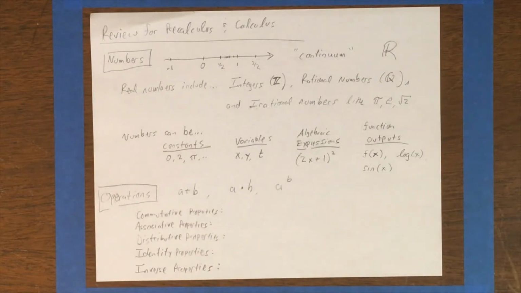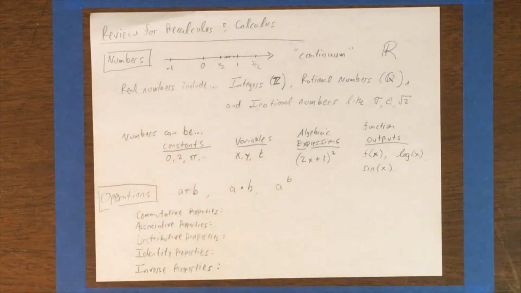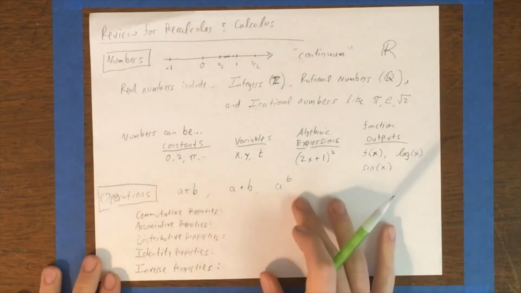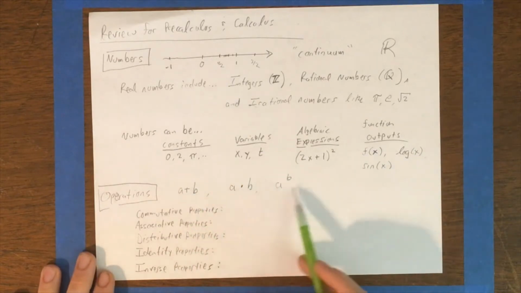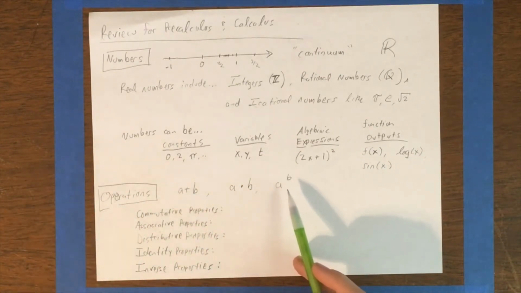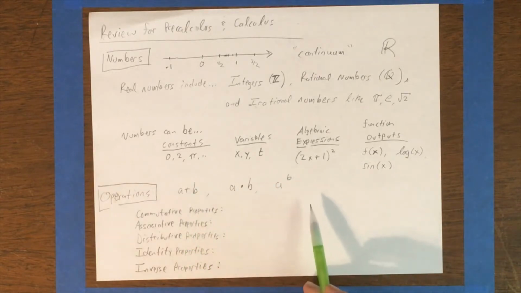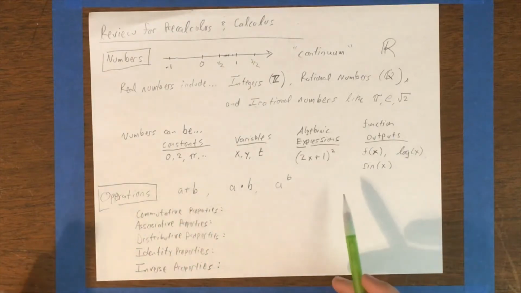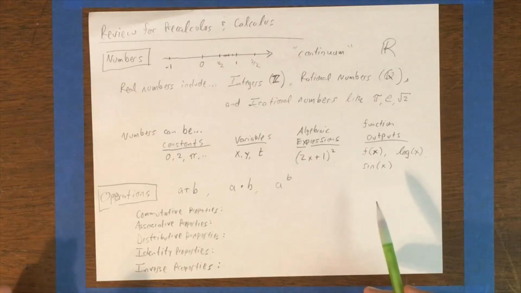Okay, so now that we've got this notion of the numbers that we're working with, let's talk about the operations. These are the fundamental operations of algebra. We have addition, multiplication, and powers, or exponentiation. So notably absent from this list are subtraction and division, which are often listed as fundamental operations, but they're not fundamental, as we'll see, right?